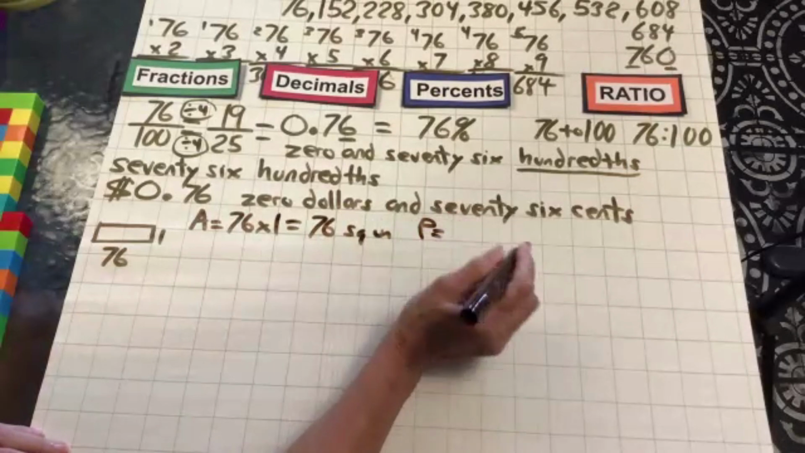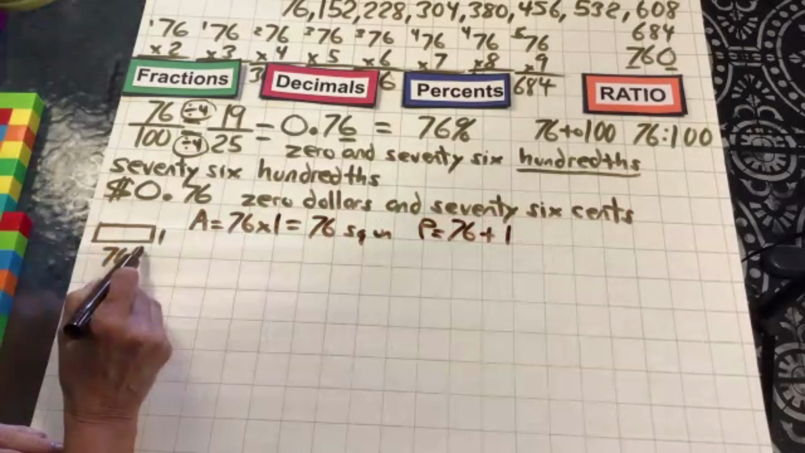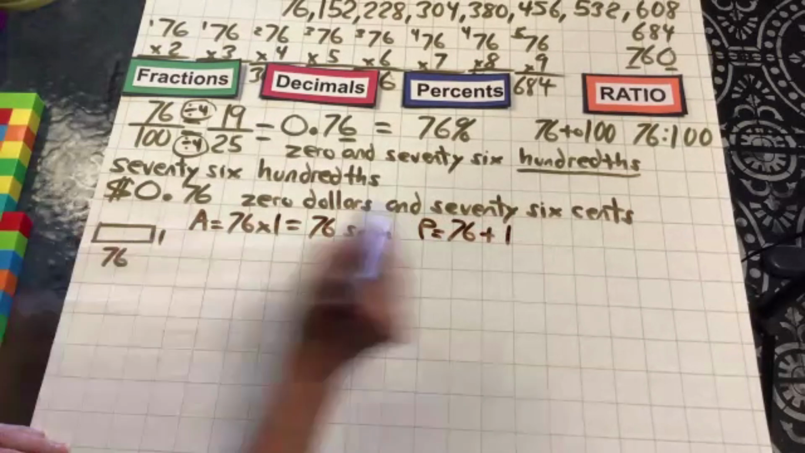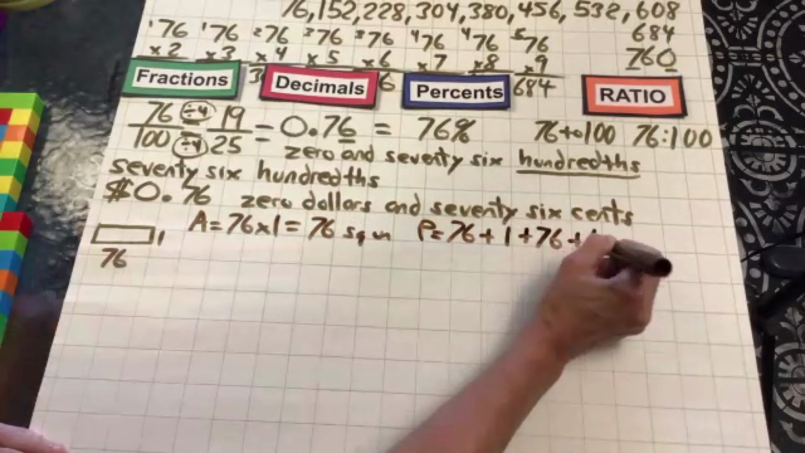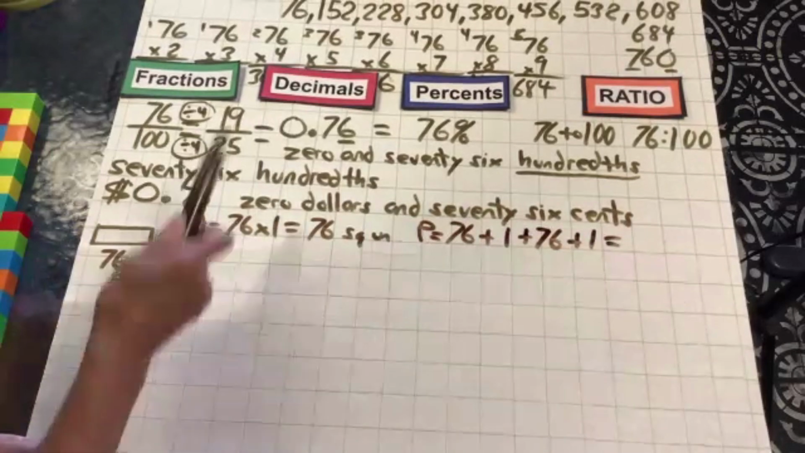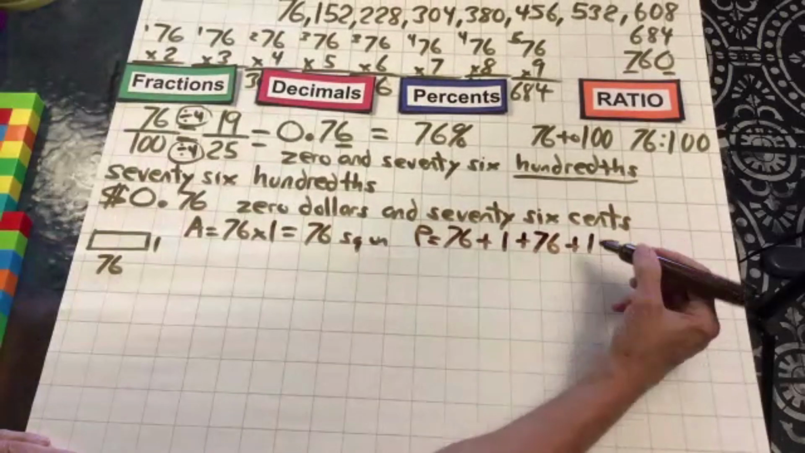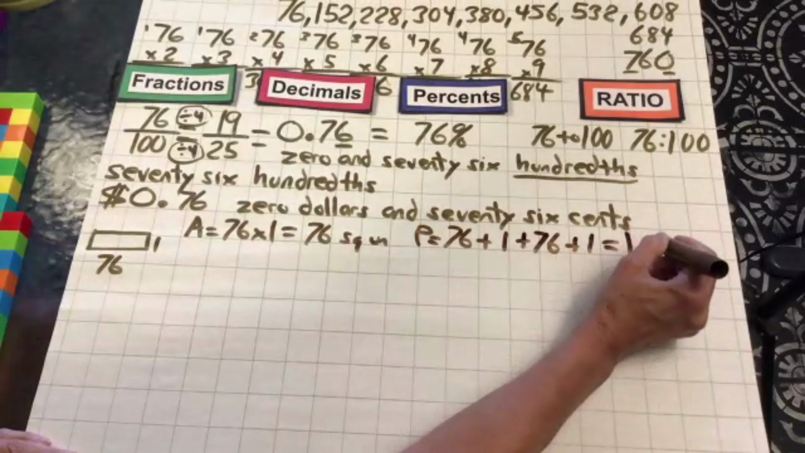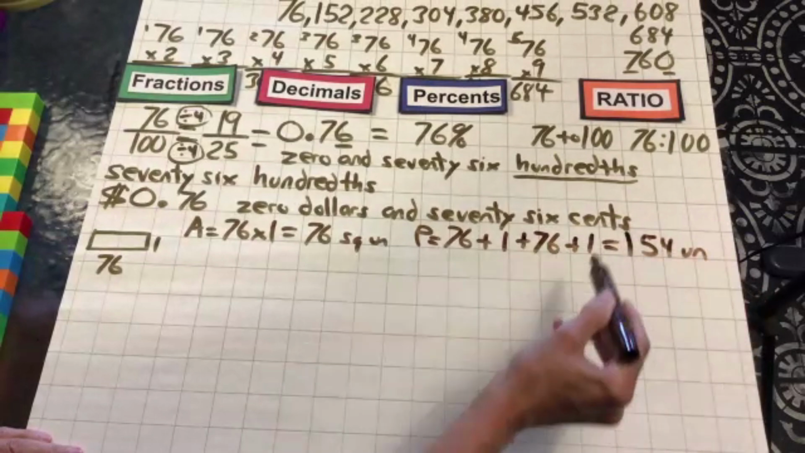that would be what this looks like. Our perimeter then would be 76 plus 1. So it's this side plus that side plus that side, which is 76, plus this side, which is 1. And we know 2 76s equal 152 at the top of our paper. So 152 plus 2 more is 154 units. So that's how it would be to get all the way around it.